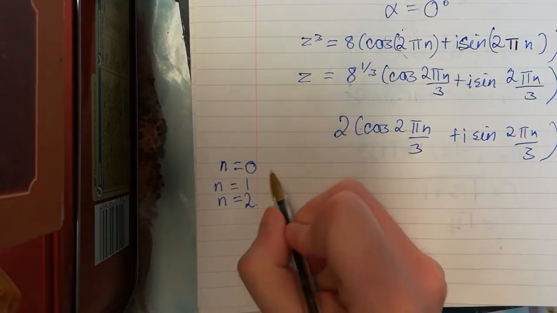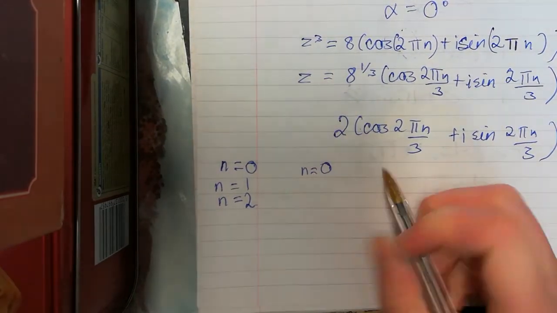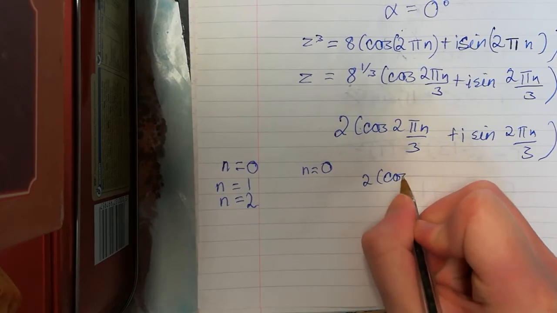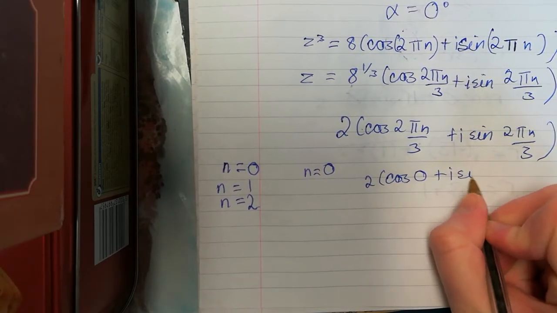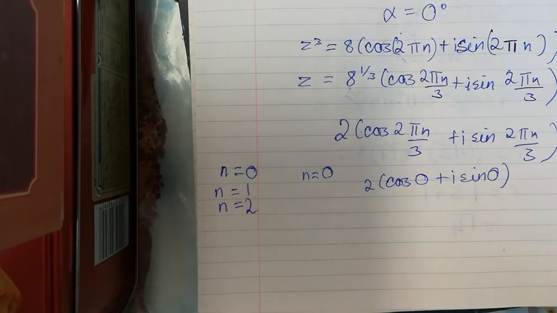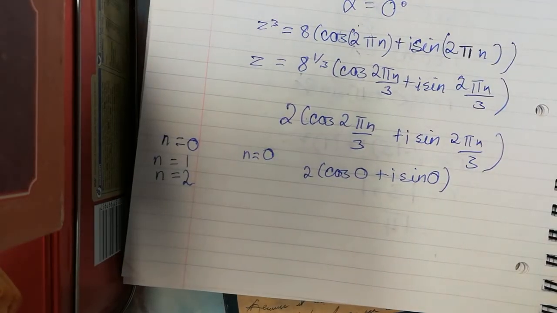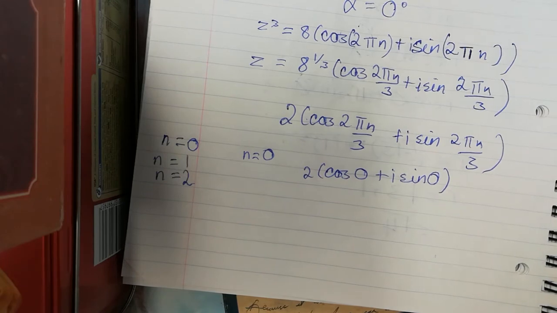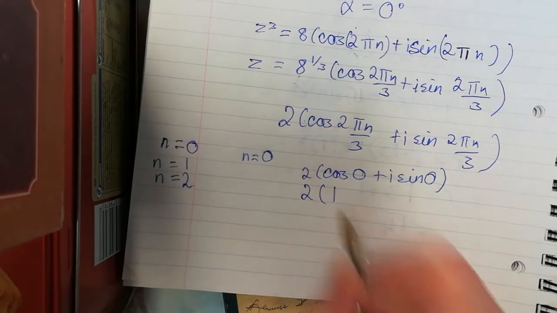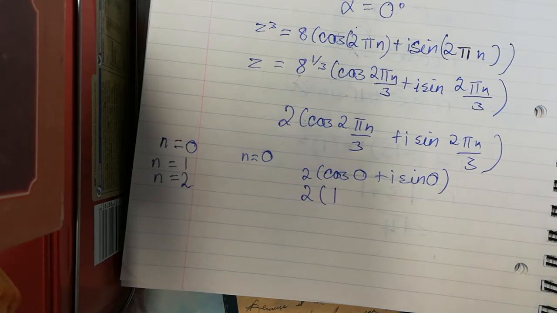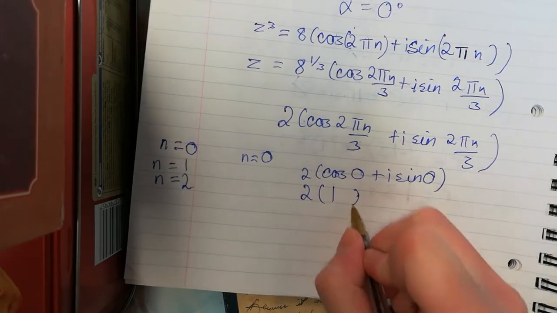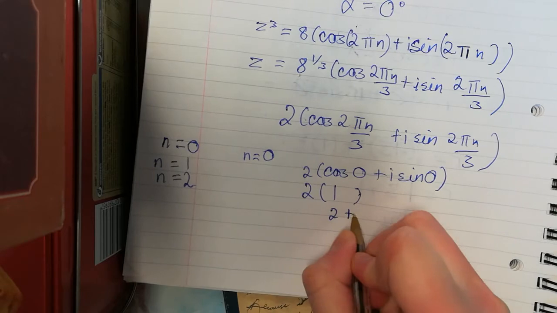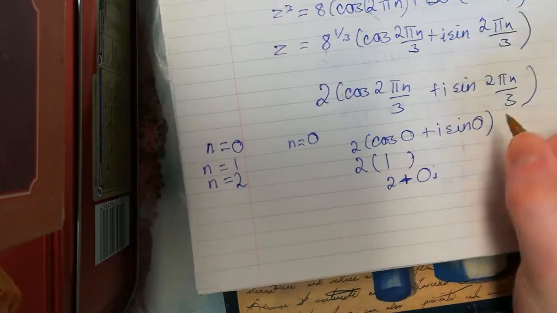So for my first one, I'm going to let n equal 0. So it's 2 cos 0 plus i sin of 0. I'm going to put that into my calculator. Cos of 0 is 1, and sin of 0 is 0. So it's going to be 2 by 1, so 2 plus 0i is our first one.